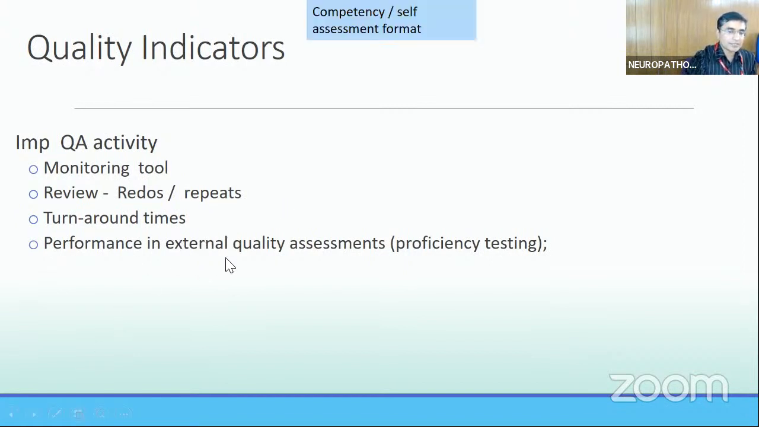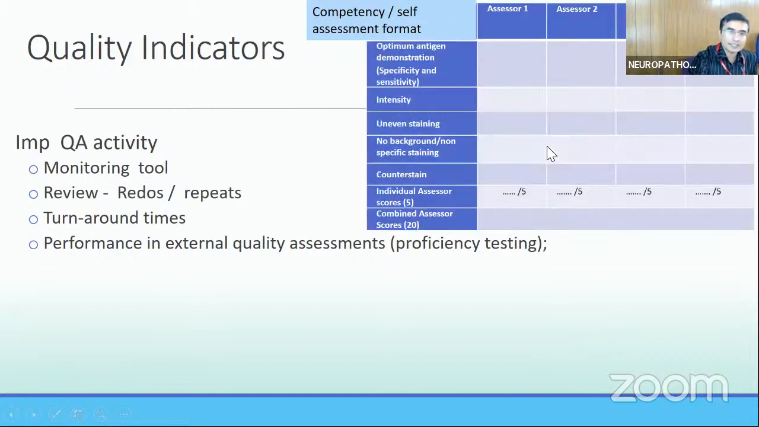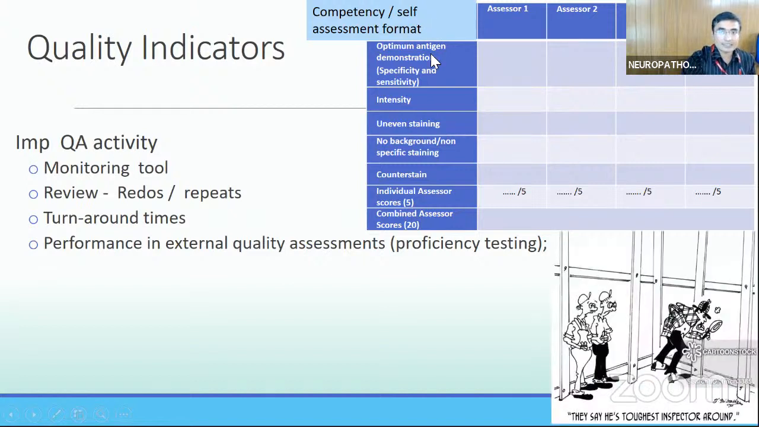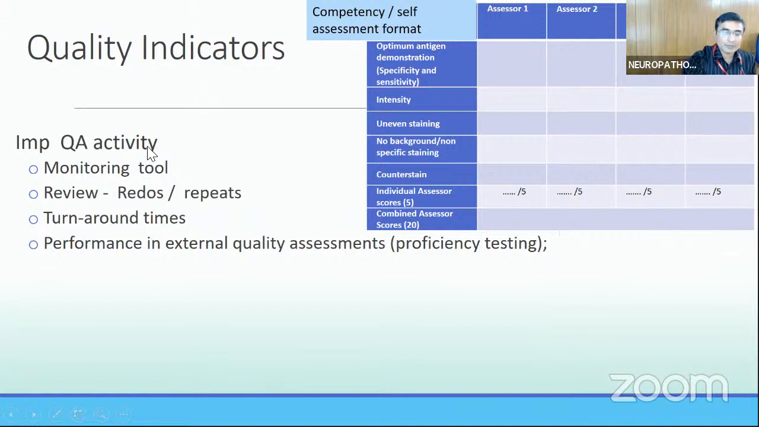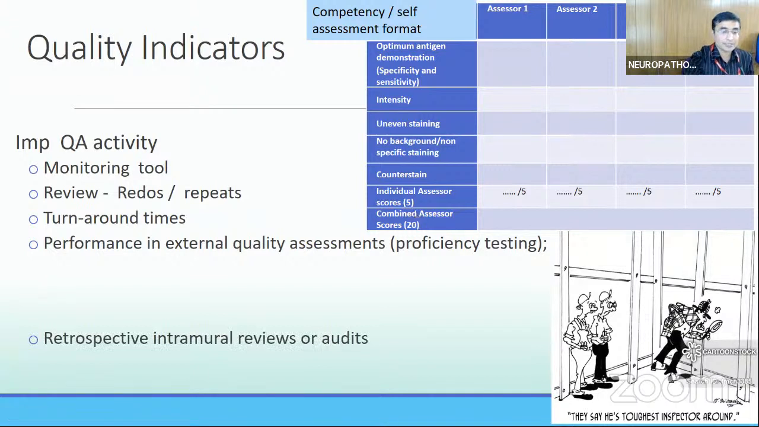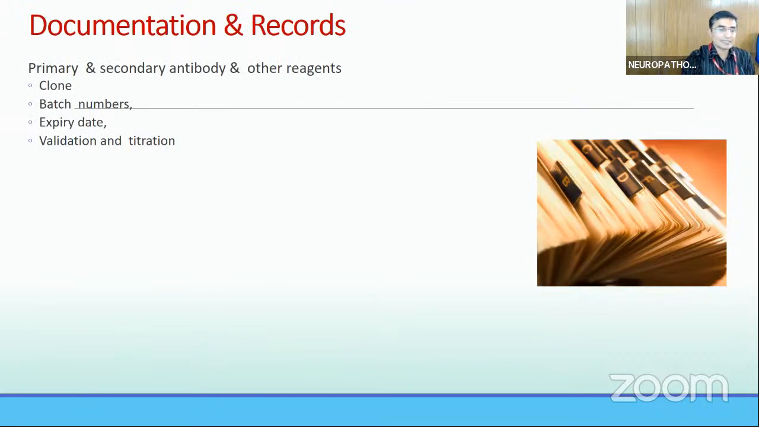Suppose you think that some of the EQAS programs are expensive, still you can follow an internal one, or you can compare with another laboratory, an inter-laboratory comparison, or you yourself can have it assessed by a senior technician or a senior professor or faculty, like what we do in our lab. So you can not only participate in the external one, we have an internal assessment program also where we do it like this: 4 assessors, 2 faculty and 2 technicians. They look for the specificity and sensitivity of the reaction, intensity, uneven staining, background staining, how the counterstain is, everything, and accordingly it is marked and action taken. Not only that, every now and then we need to have an internal review and audit and work on that. Lastly is documentation and records.